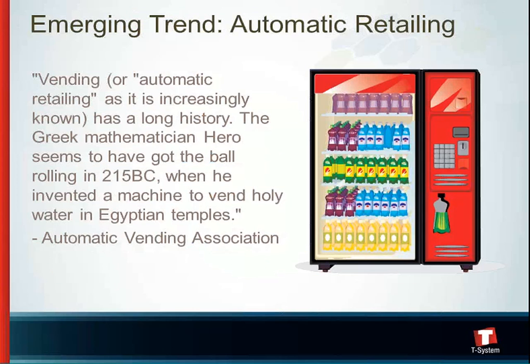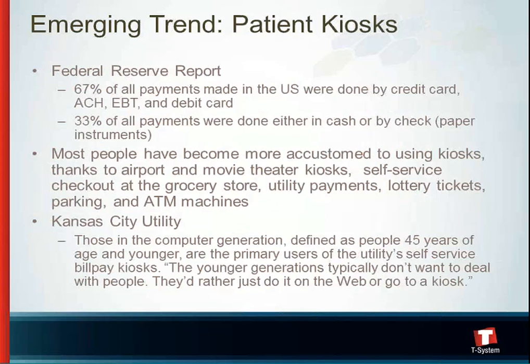So here's where we get into where we're seeing some things go within the ER setting. Interestingly enough, if we think about vending, or a newer word, automatic retailing as it's increasingly known, it really has a long history. A Greek mathematician, about 215 BC, invented a machine that would vend holy water in the Egyptian temples. Now, I'm a good Presbyterian, so I'm hoping that my pastor this Sunday doesn't have a vending machine for holy water. But apparently that's where vending machines, automatic retailing, had their launch.